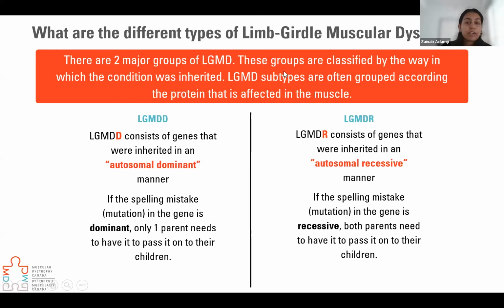As I mentioned earlier, LGMD consists of several types and subtypes. And one thing to note is that these types are classified by the way in which the condition is inherited. Whether one or both parents are affected by LGMD will result in various inheritance patterns. The LGMD subtypes are often grouped according to the protein that is affected in the muscle. Next slide.